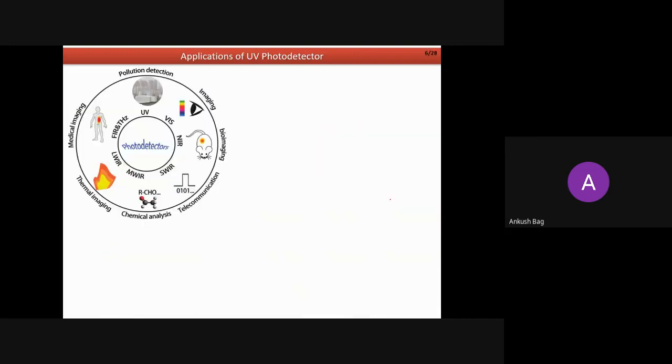Now, coming back to the applications: obviously there must be some motivation for all this research. Photodetectors are classified by their region of operation, whether UV, visible, or near infrared, and based on that we have different applications: pollution detection, imaging, bioimaging, telecommunication, chemical analysis, medical imaging, as well as thermal imaging. So in all areas, there are a lot of applications of this photodetector, this optical to electrical energy converter.